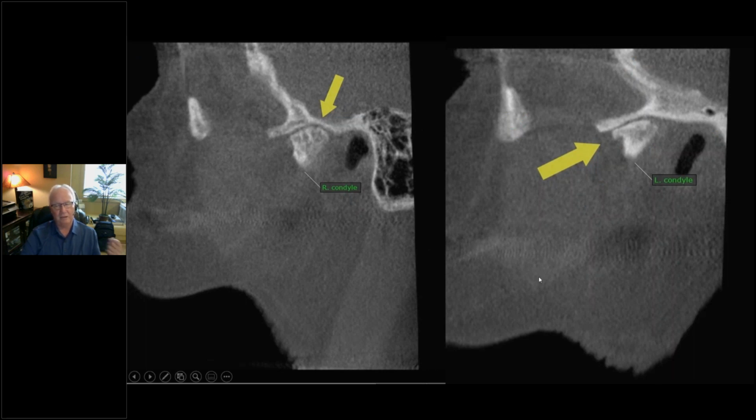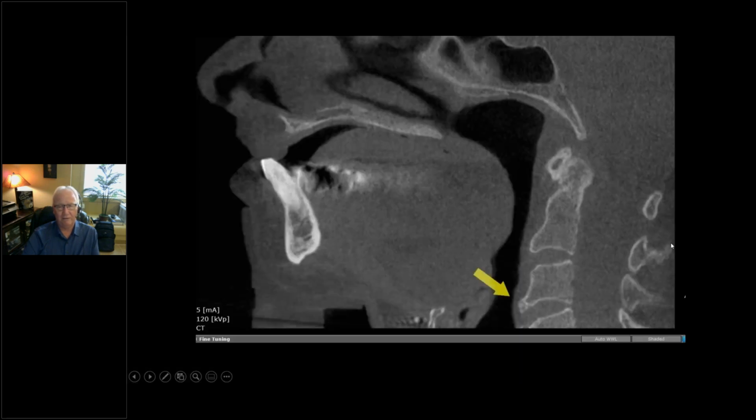And by the way, guys, if you're new to listening to me, I just want to remind you, cone beam images don't come with arrows. Okay, we put those on in our reports to help identify those areas that we think you should take into consideration. And this patient has OA of the spine too.